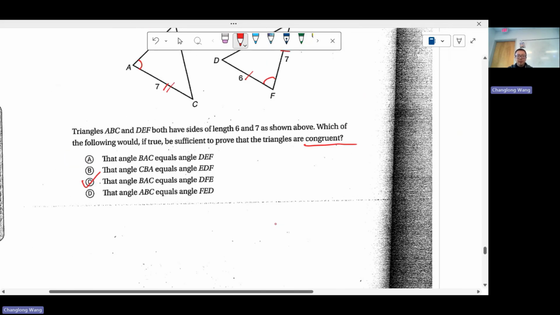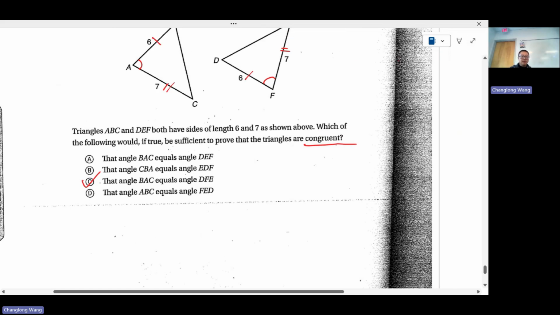let me zoom out a little bit. Probably the easiest one, SSS. Does it work or not for congruent triangles? Yes, all three corresponding sides are equal. All right, so now let's say I'll add an angle and take away a side.